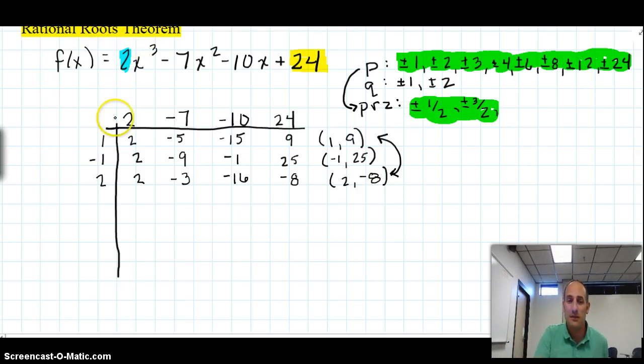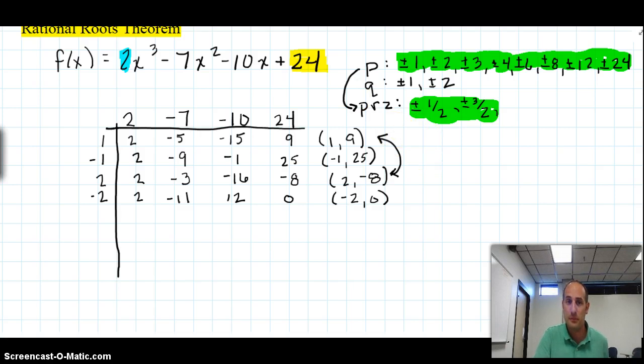Let's go ahead and try negative 2 now, because I know that one works and I want to move it on. So we put a negative 2 in. I'm going to drop down the 2. Negative 2 times 2 is negative 4, and negative 4 and negative 7 is negative 11. Negative 2 times negative 11 is 22. 22 plus negative 10 is 12. And then finally, negative 2 times 12 is negative 24. Negative 24 and positive 24 gives me that remainder of 0. So we have found that point, negative 2, 0, and that is an x-intercept, which is what we were looking for.